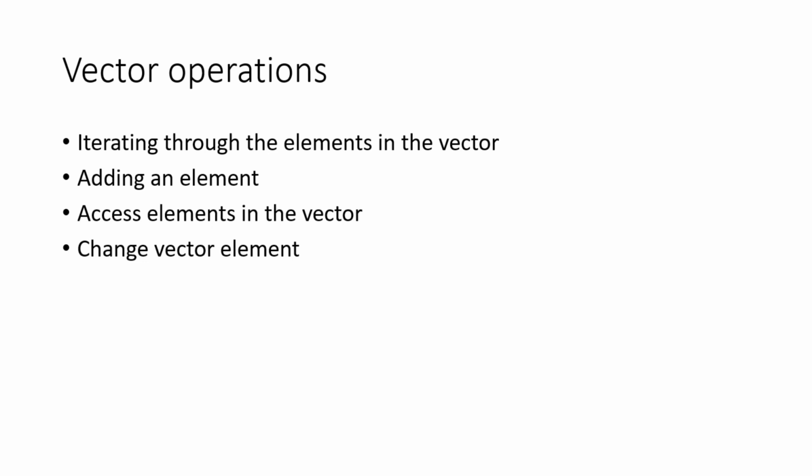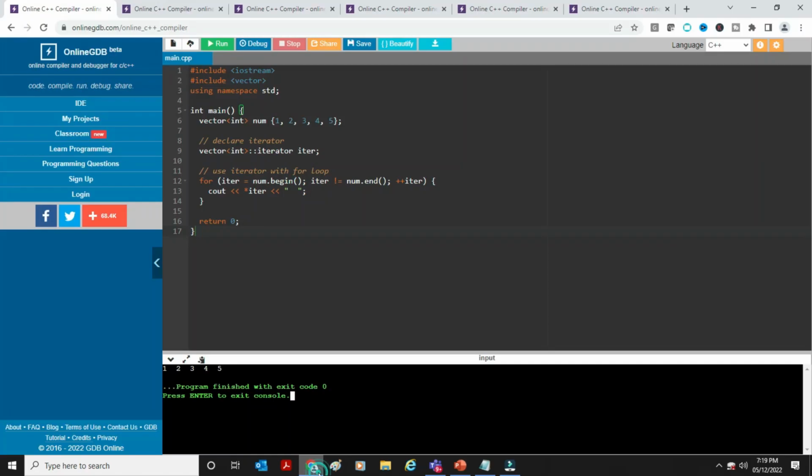Now what I'm going to do is cover the following operations of the vector via examples. The first one is iterating through the elements in the vector. Include iostream, include vector, initialize the vector. I just chose to initialize it this way. It doesn't have to be this way.